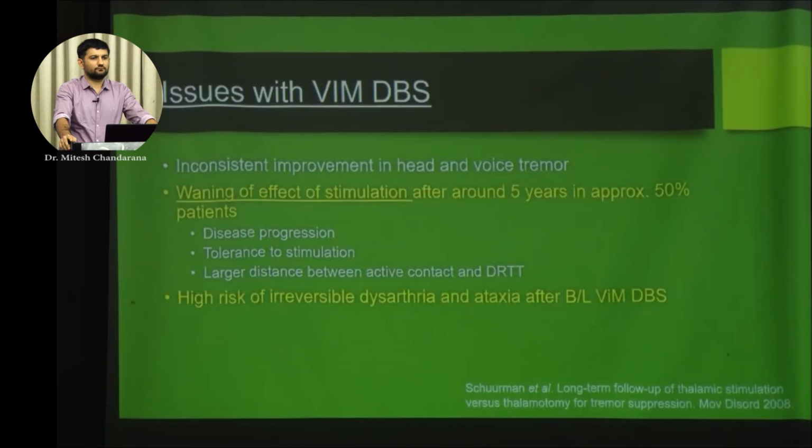Issues with VIM DBS: there is inconsistent improvement in head as well as voice tremor. Mainly it is effective for limb tremors. There is waning of effect seen in long-term studies of stimulation after around 5 years in approximately 50% of patients, and that has been attributed to either disease progression or tolerance to the stimulation, or the larger distance between the active contact and dentatorubrothalamic tract. And there is high risk of irreversible dysarthria and ataxia after bilateral VIM DBS. That's why it is level U in the AAN guidelines.